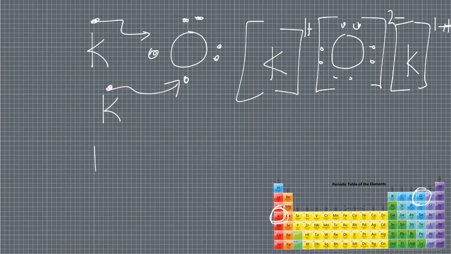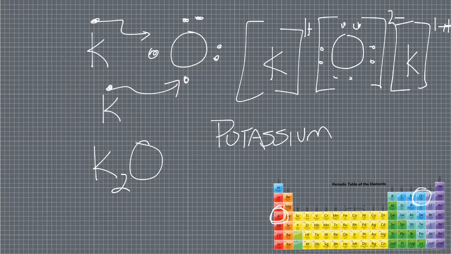The chemical formula for this, again, I'm going to do the metal first. So I have to do potassium. It's going to be K. I have 2 of them, so K2, and then 1 oxygen, just like that. And the name for this would simply be potassium oxide. Again, we're just going to change the ending of the nonmetal into ide.